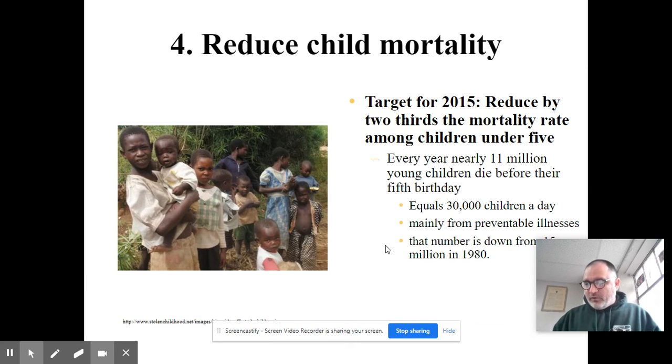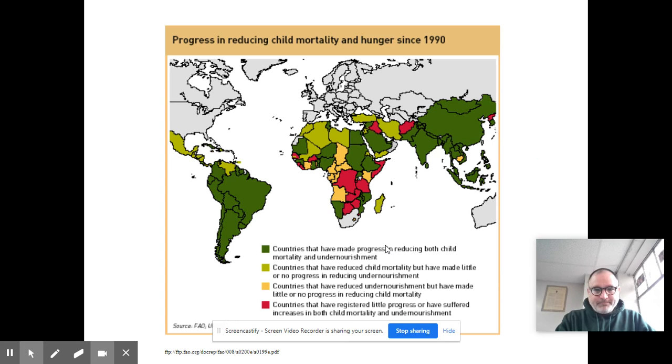So goal number 4, and this is the last goal we're going to talk about today, is to reduce by 2/3 the mortality rate among children under 5. So every year, roughly 11 million children die before their 5th birthday. It's about 30,000 a day, and they die mainly from preventable illness. Now, obviously, this number is better than it was in 1980, but still, to think that 30,000 children die a day from diseases that are generally preventable, it's a pretty tragic thing to think about.